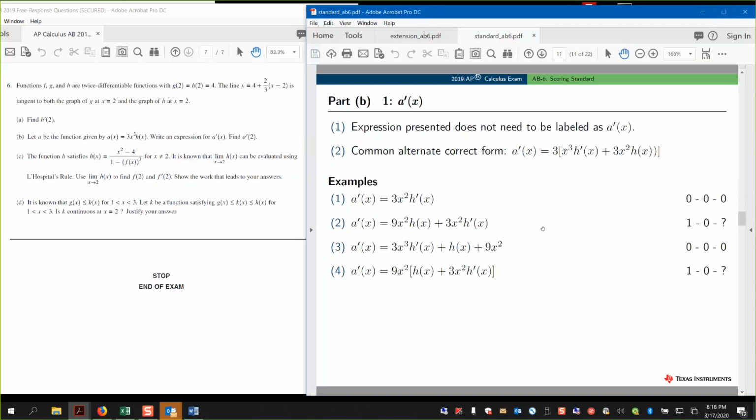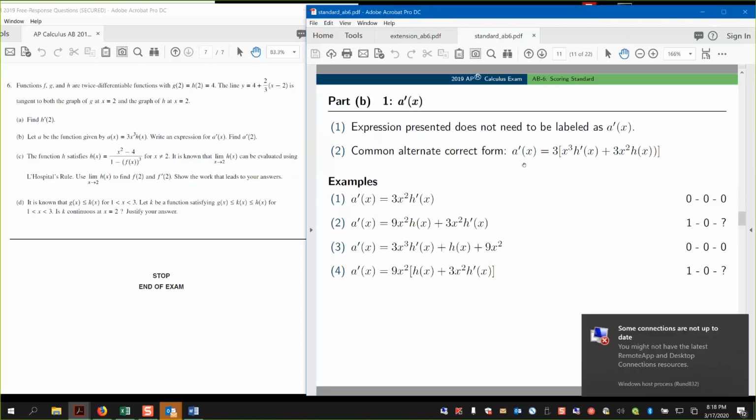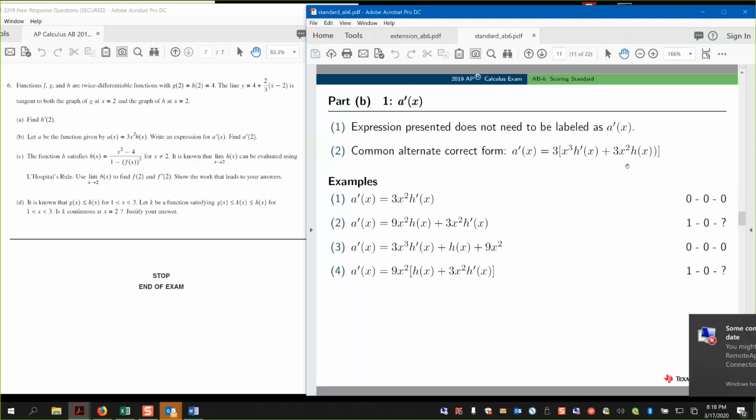So the second point in part B was for the correct expression. So first we look for the correct form, and then we see, do they have the correct expression? And again, this doesn't have to be labeled. And here's a correct alternative form for a prime of x. Many students gave us this kind of factored form, and that was okay. And here are some examples of student responses and how each was scored. So let's try to apply this information that I've given you.